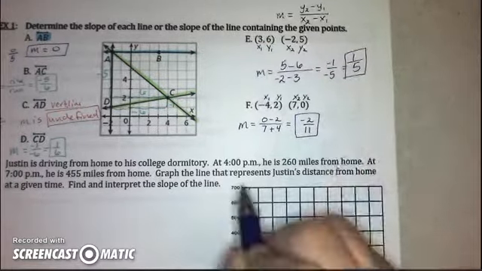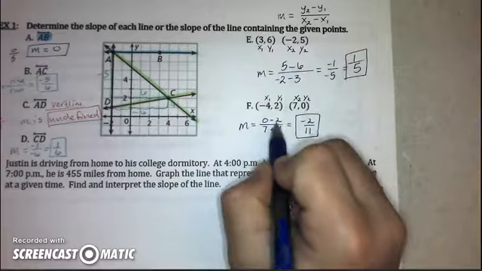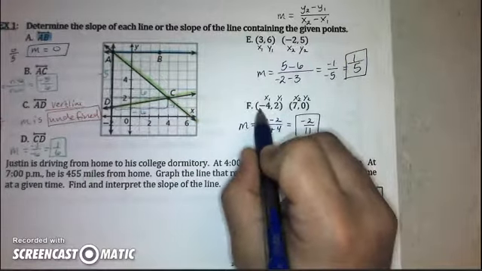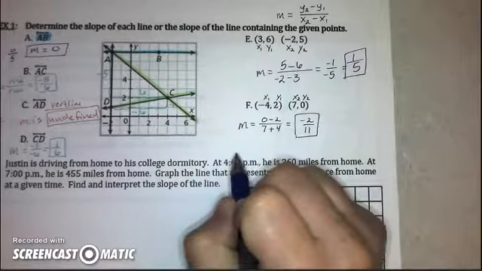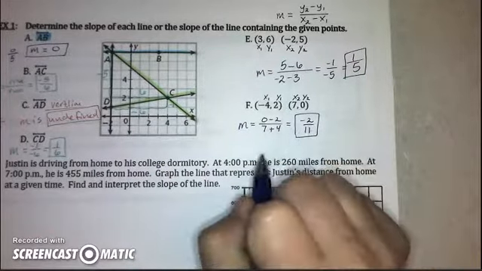Negative 2 over 11. We would do 0 minus 2 on top, and then 7 minus negative 4, which really becomes 7 plus 4 in the bottom, and negative 2 over 11 is the result we get.